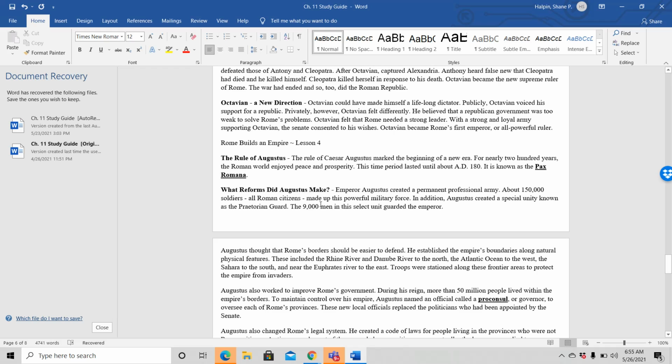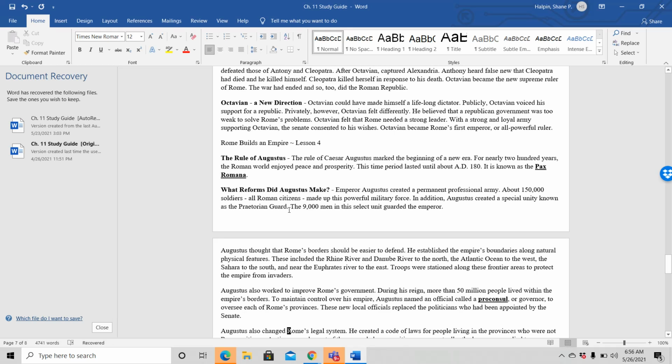Now let's talk about what reforms he made to form this time period. So the first thing he did is he made his own professional army. Now, let's keep in mind what a professional army is. It's an army with really well-trained soldiers. Specifically, there's 150,000 soldiers, but also they're getting paid, and it's a huge change from before when they were volunteers. In addition to that, he also creates his own bodyguard of Secret Service that are meant to protect him, 9,000 men in this unit, and they were known as the Praetorian Guard, which you can see right here.